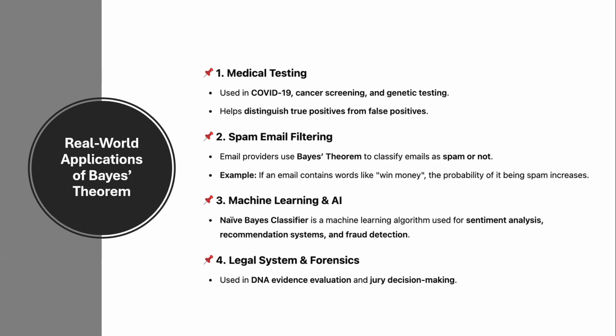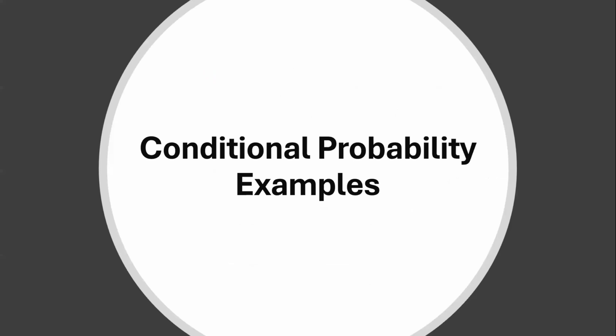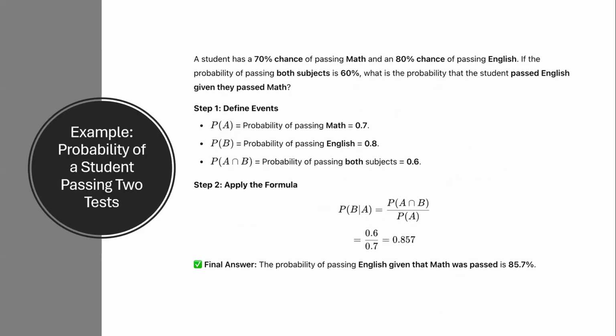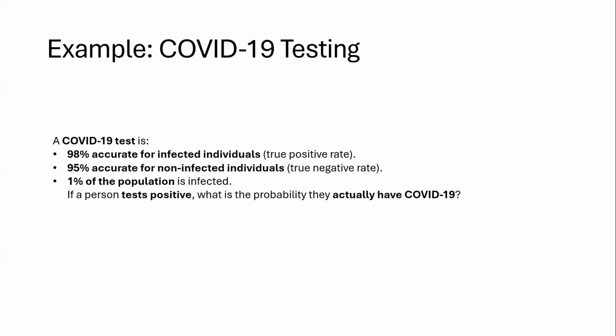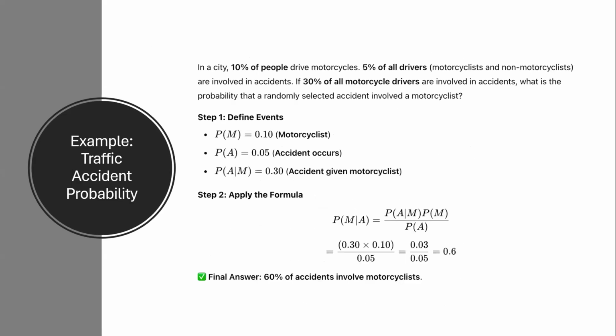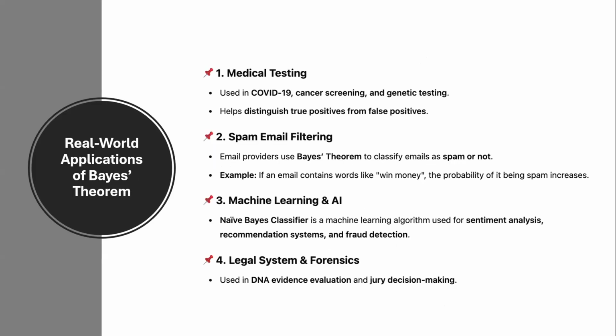Naive Bayes classifier is a popular machine learning algorithm, mainly used for sentiment analysis, recommendation systems, and fraud detection. Also legal systems and forensics. So a lot of real world applications are there. I guess we have understood, right? If you have any doubt, I can discuss all the other examples as well. Otherwise, we'll move to the next section, that is probability theory part 2.